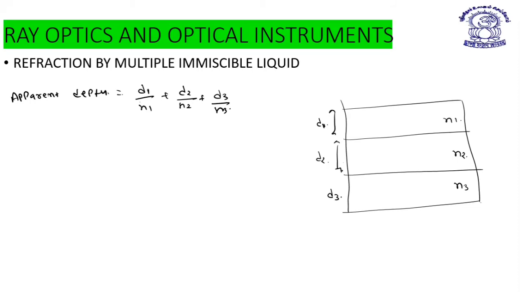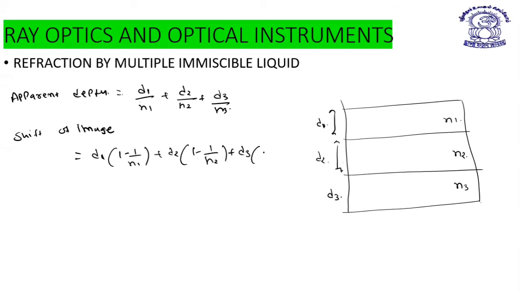And if we want to find the shift of image, that will be equal to D1 into 1 minus 1 upon N1 plus D2 into 1 minus 1 upon N2 plus D3 into 1 minus 1 upon N3.